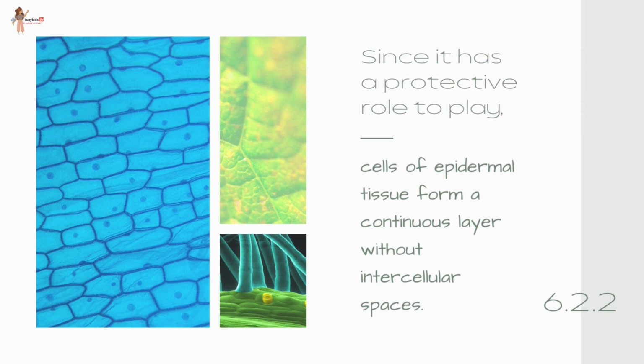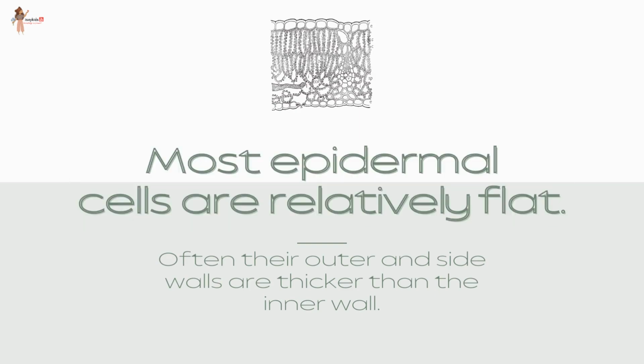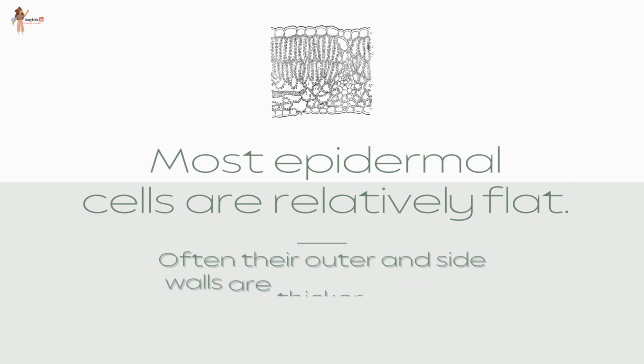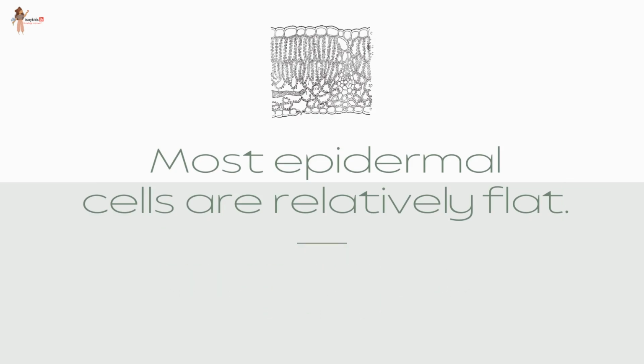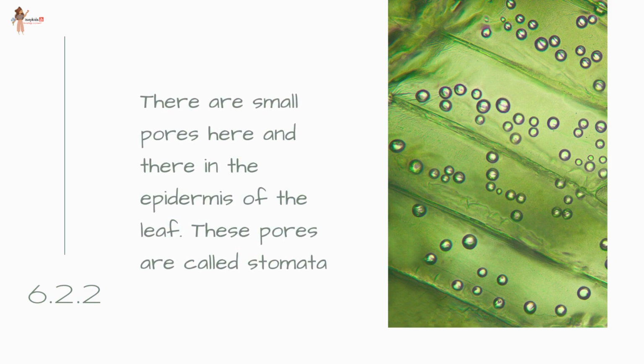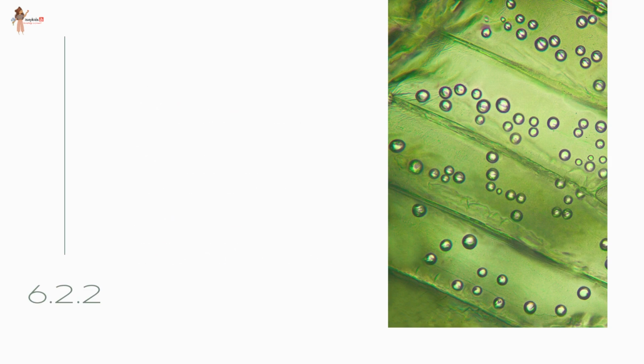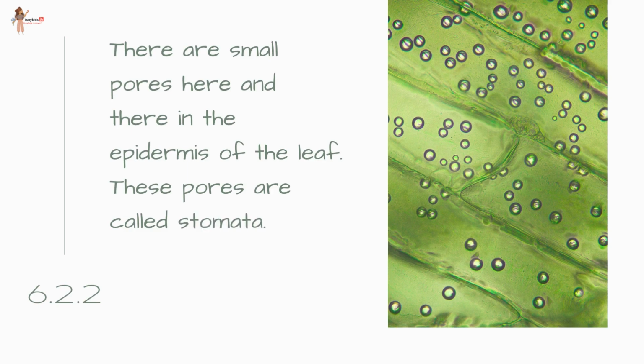Since it has a protective role to play, cells of epidermal tissue form a continuous layer without any intercellular spaces. Most epidermal cells are relatively flat. Often their outer and side walls are thicker than the inner wall. We can observe small pores here and there in the epidermis of the leaf. These pores are called stomata.